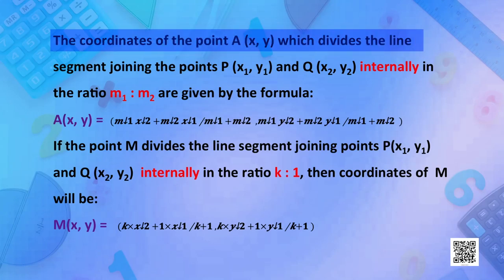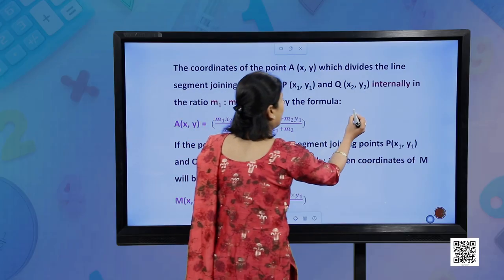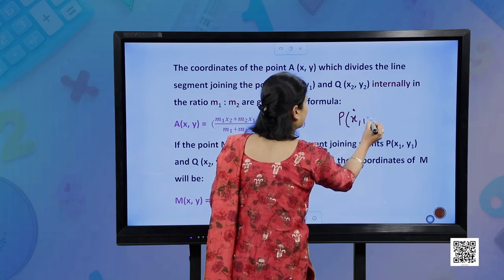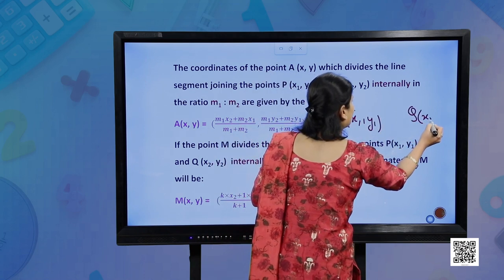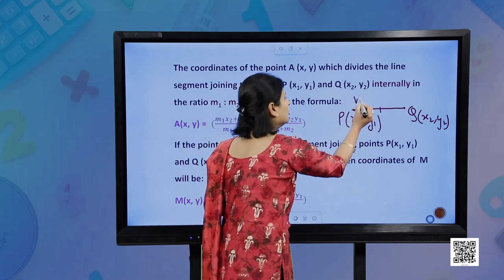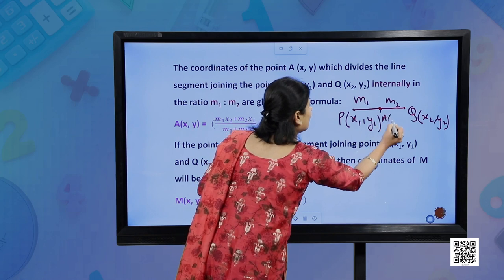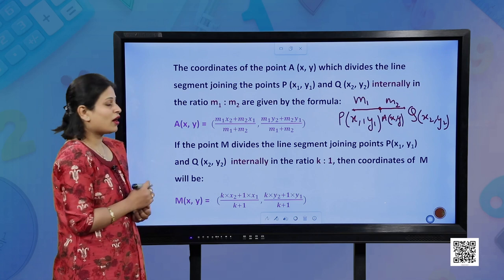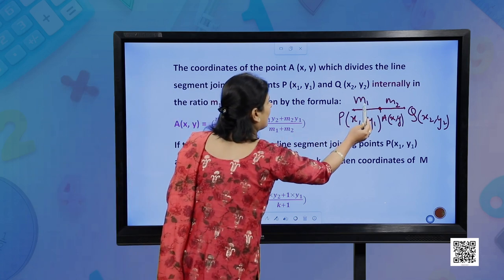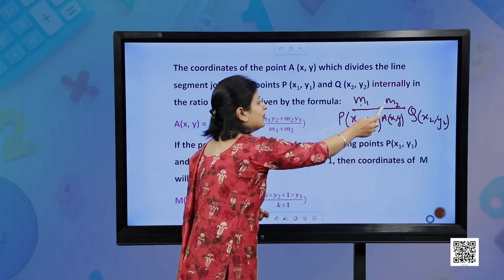Now, the coordinates of the point A(x, y), which divides the line segment joining the points P(x1, y1) and Q(x2, y2) internally in the ratio m1 is to m2. Means I have two points P(x1, y1) and Q(x2, y2), and there is a point which divides this line segment in the ratio m1 is to m2. So, this point A(x, y) can be found out by using the section formula as (m1 x2 + m2 x1) divided by the sum of the ratio, which is m1 + m2.